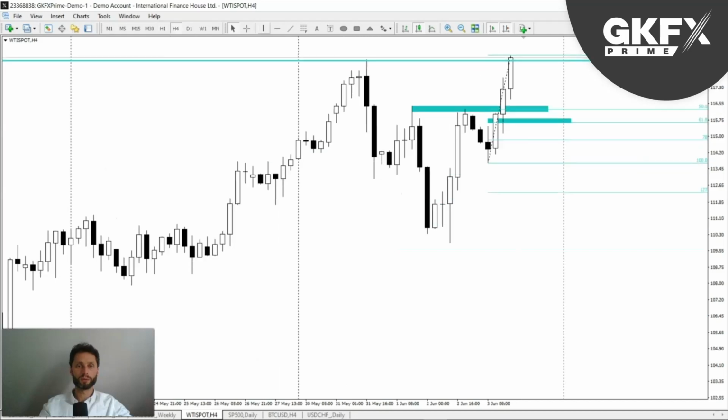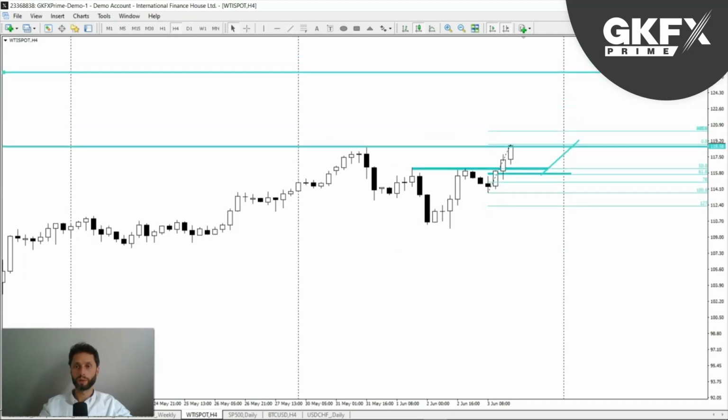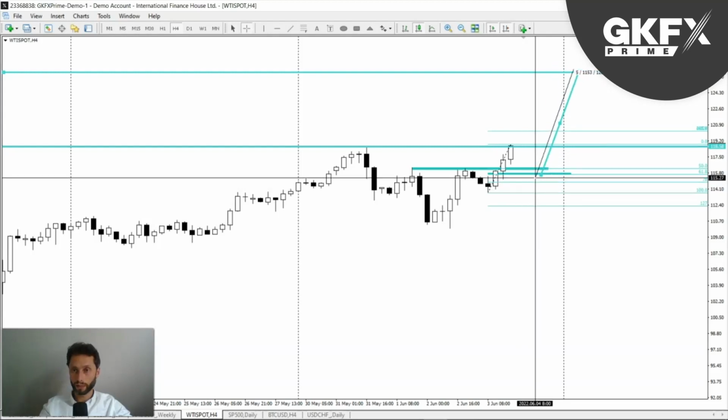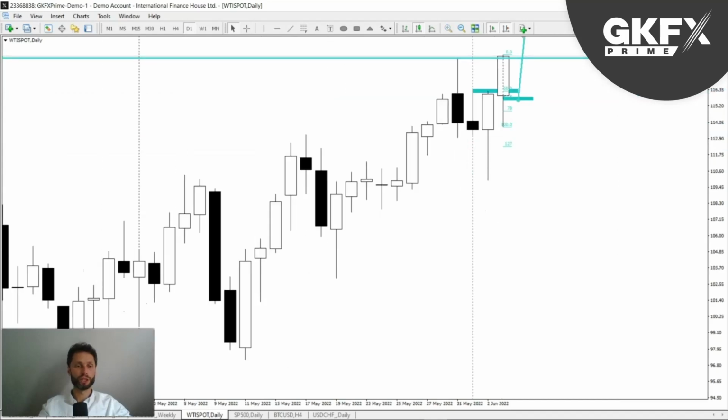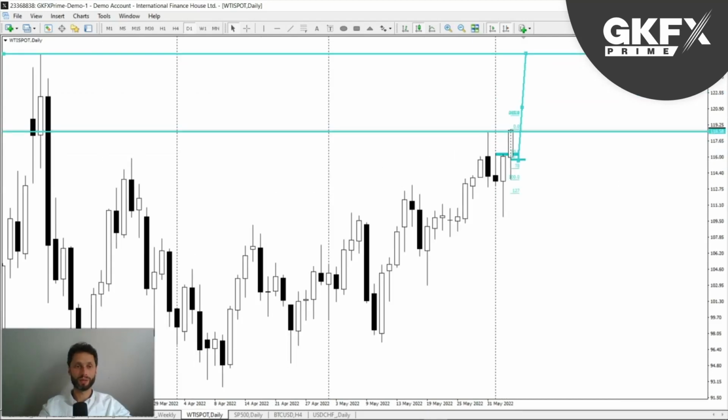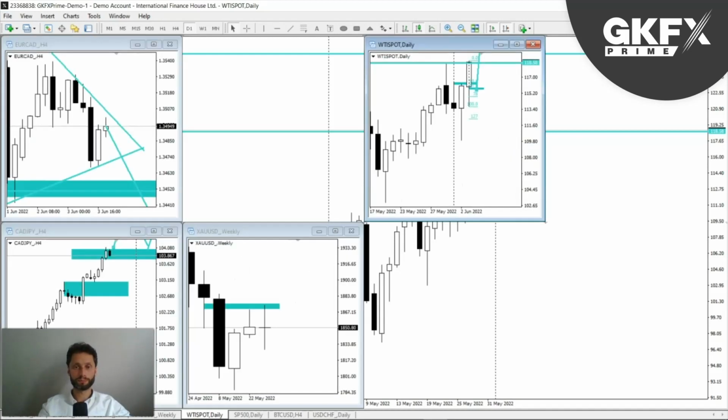Then that would be a continuation, a high probability continuation going into this level here, which is a nice risk reward, and that is over 1,000 points away, really 1,000 ticks away. So that'll be a nice, interesting, juicy trade possibility there. And yeah, definitely bullish on oil at the moment.